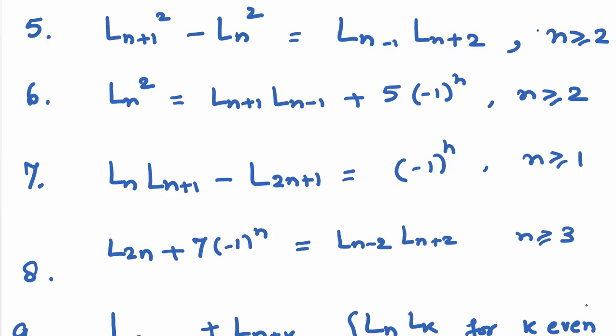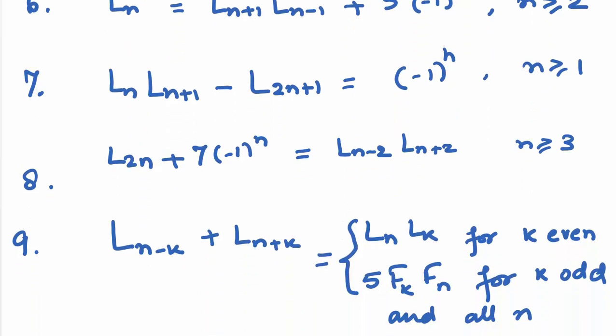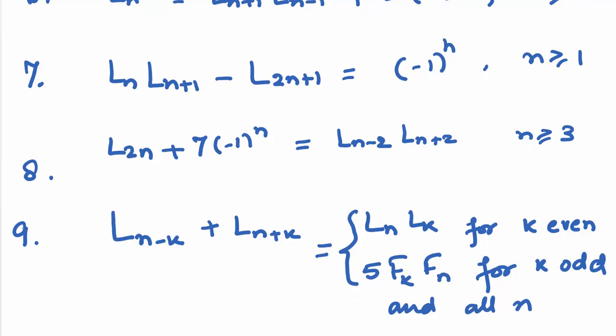Look at this seventh identity. Ln times L(n+1) minus L(2n+1) will always be equal to either plus 1 or minus 1. That is (-1)^n for all values of n greater than or equal to 1. Look at the eighth one. L(2n) plus 7 times (-1)^n will always be L(n-2) times L(n+2) for all values of n greater than or equal to 3. And look at this last one.